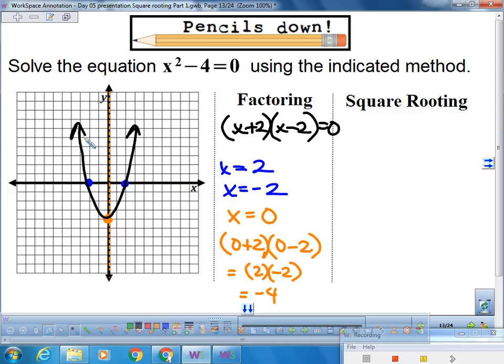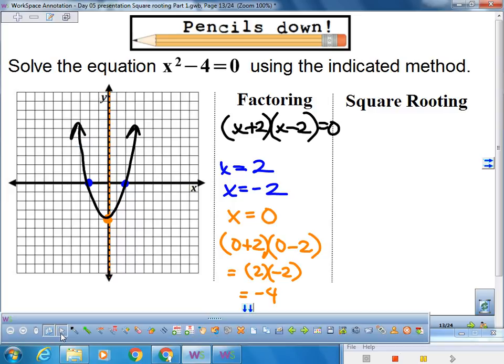Now I'm going to solve by square rooting. So I have x squared minus 4 equals 0. My first step is to get my squares isolated. This is not squares being isolated. This is 2 squares on one side. I need 1 square on one side and 1 square on the other side. So I'm going to add 4 to both sides.